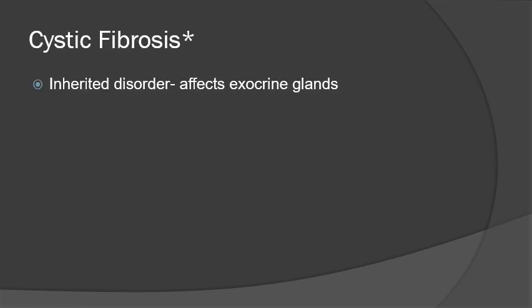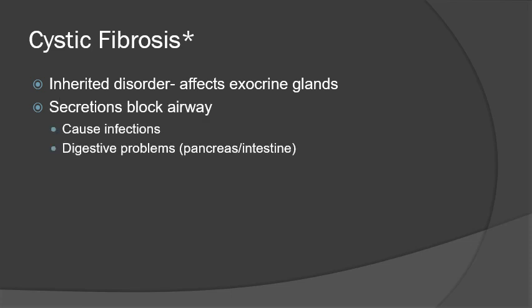Cystic fibrosis is an inherited disorder that affects the exocrine glands. It's a genetic abnormality that, again, primarily affects the respiratory system, but it could also cause issues in the digestive tract as well. What happens is it produces increased, really thick secretions from the glands that basically block the airway and can cause a lot of infection.